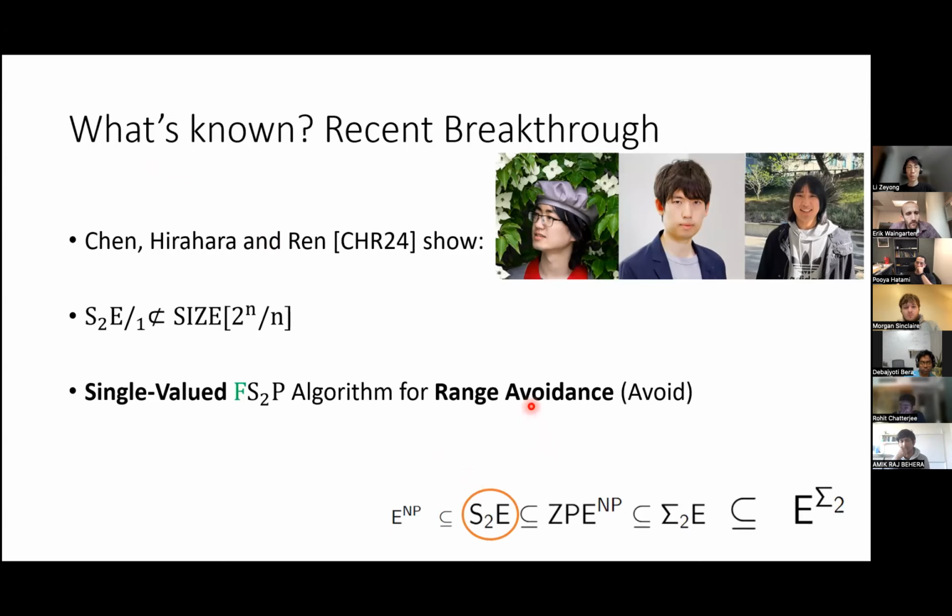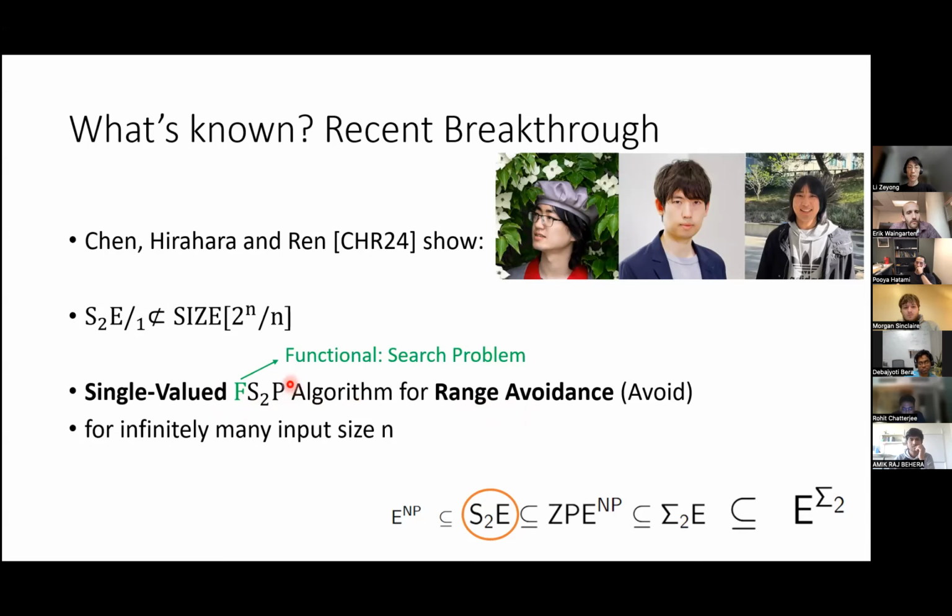And they achieve this by giving a single-valued FS2P algorithm for the range avoidance problem. The algorithm works for infinitely many input sizes n. I'll talk about single-valued and range avoidance later. Here the letter F stands for functional, which indicates that we are actually solving a search problem. Usually for a typical complexity class, we discuss decision problems, so here we use an extra letter F to indicate that we're using the algorithm to solve a search problem.